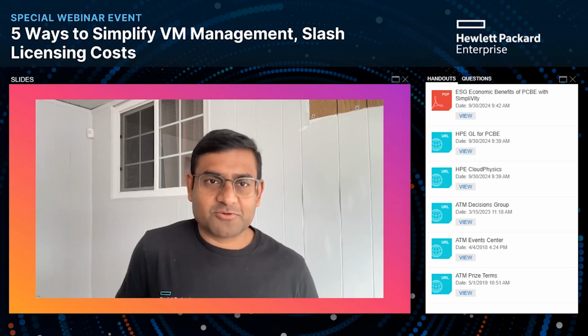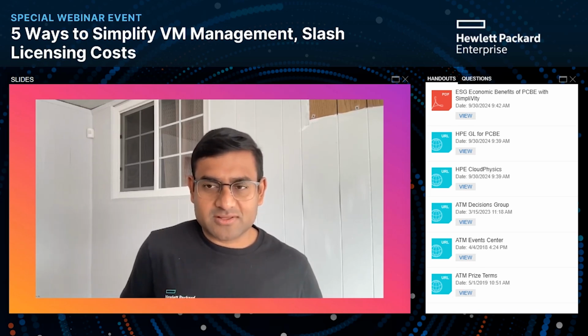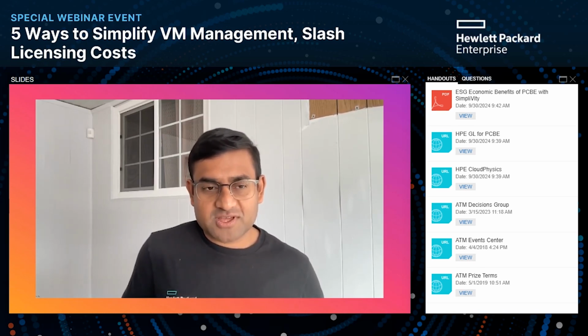I think the world is also going to be hybrid between VMware and an alternative, at least for the short term, until all the other virtualization stacks catch up with some of the functionalities that VMware has. That's where HPE's portfolio today is positioned, in a way that you could run these in parallel, but also migrate a lot of these workloads away from VMware to save costs.